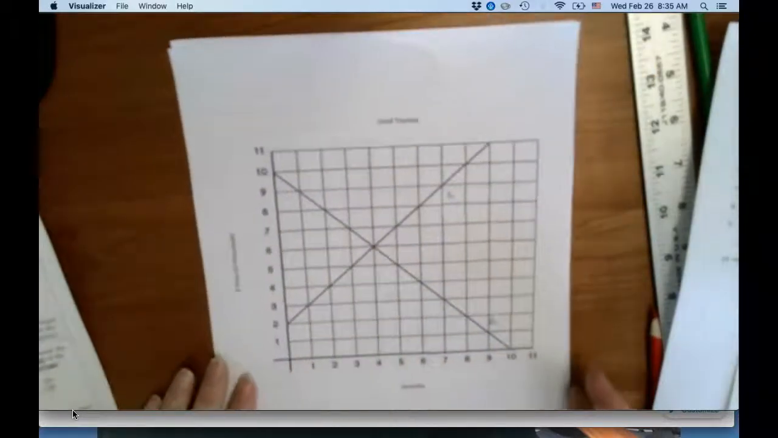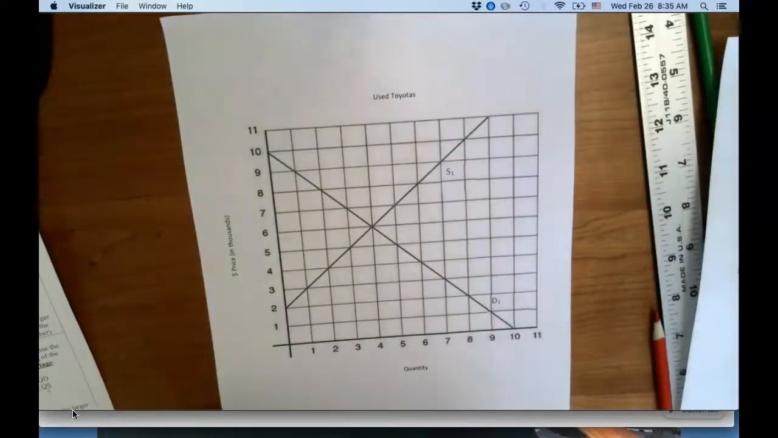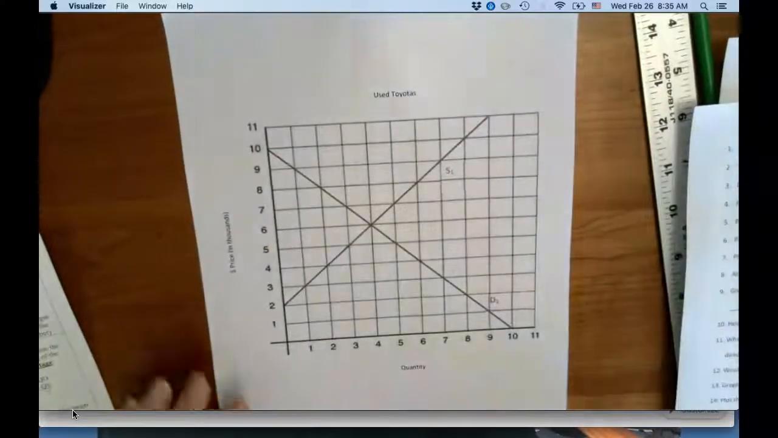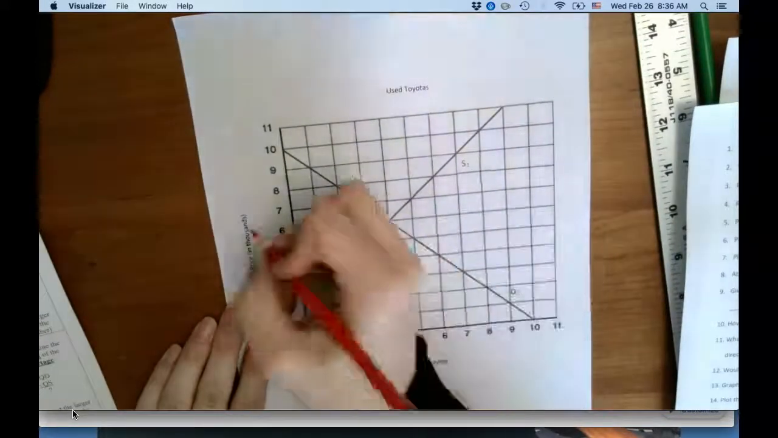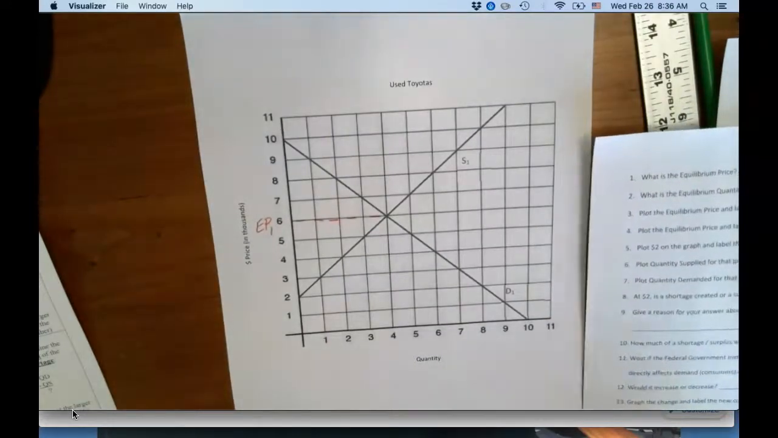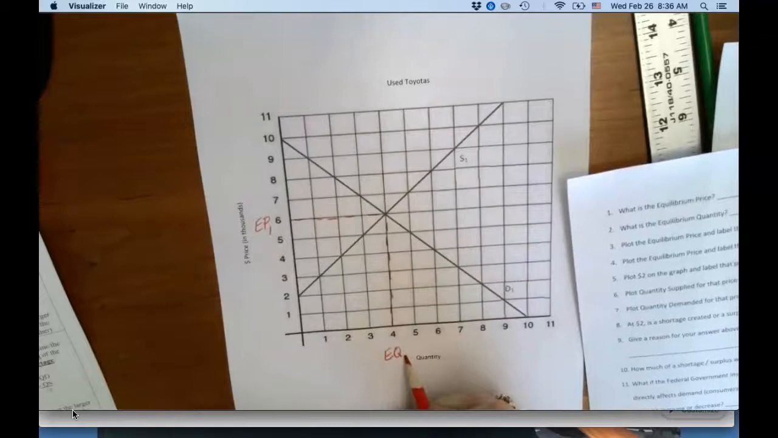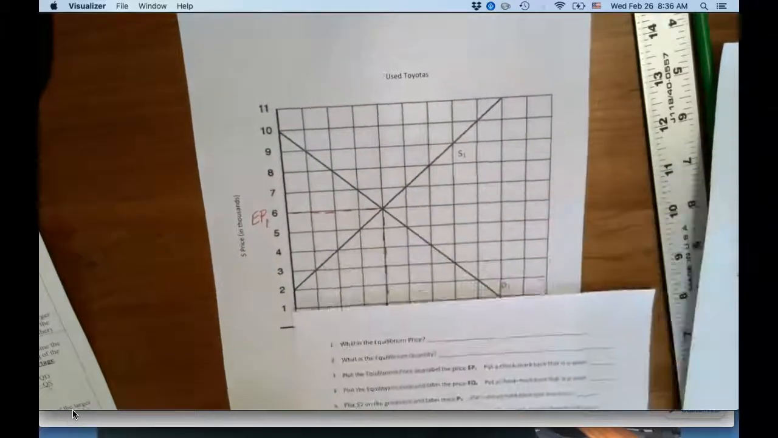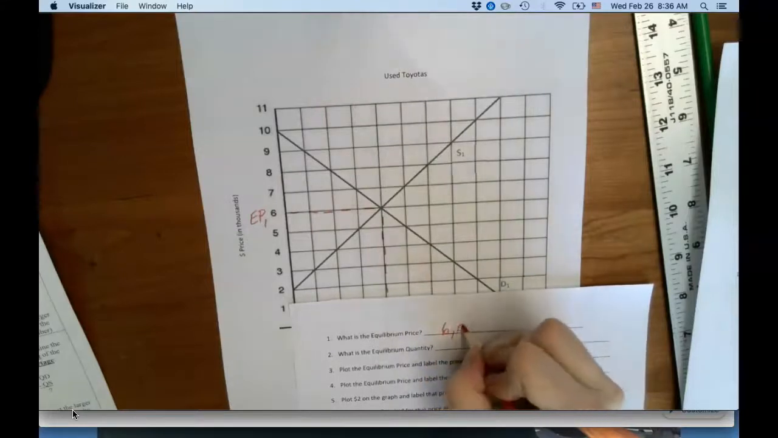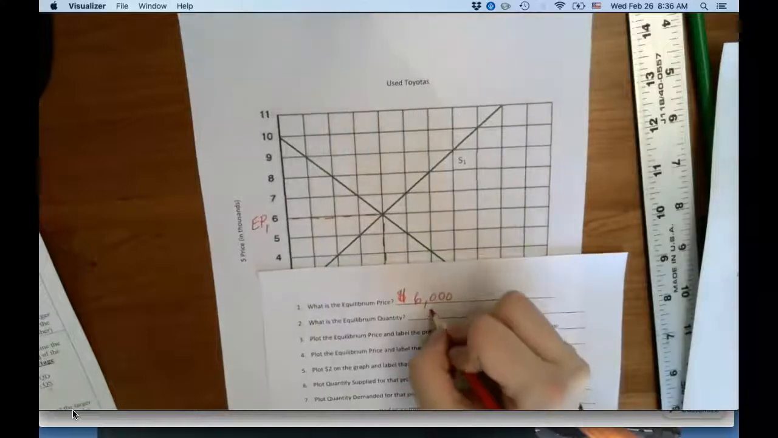Okay. So now here is a market for used Toyotas. The first thing that we do here is, what is the equilibrium price? What is the equilibrium price? Okay, what's the equilibrium quantity? What number should I put here? Needs to match this. Okay, equilibrium price is, let's take a look here, in thousands. So equilibrium price is, and equilibrium quantity is, okay.